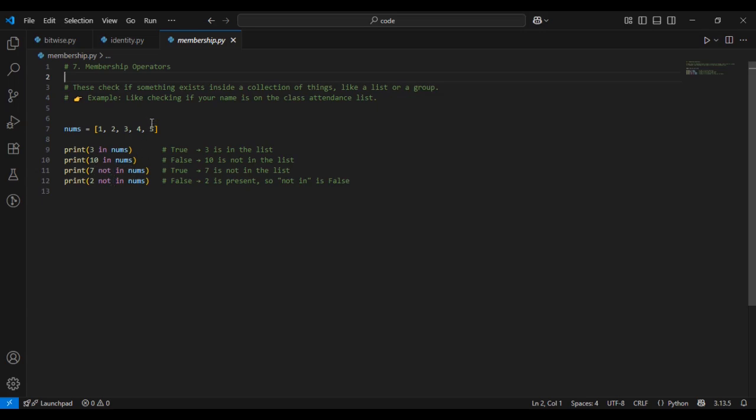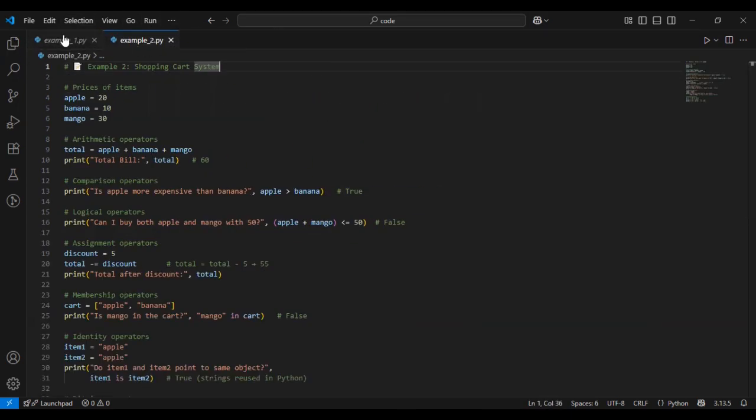So 7 is not in nums, so it will give false, but we use the not operator, so it will be inverted and change into true. False will be changed into true, so the final answer will be true. But if you look at 2 in nums, it will give true, but we use the not operator, it will become false, and the answer will be false. So those are all the operators.